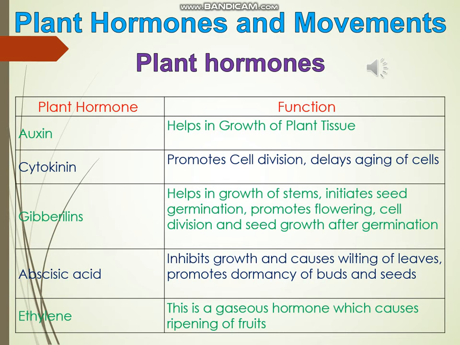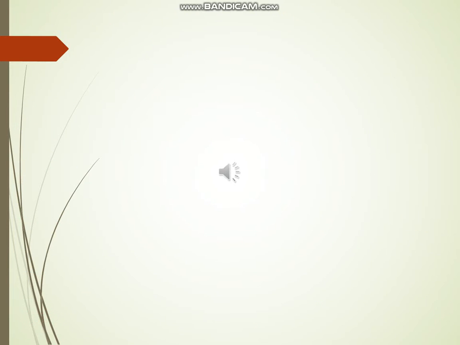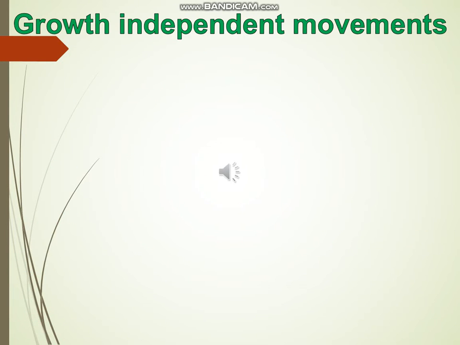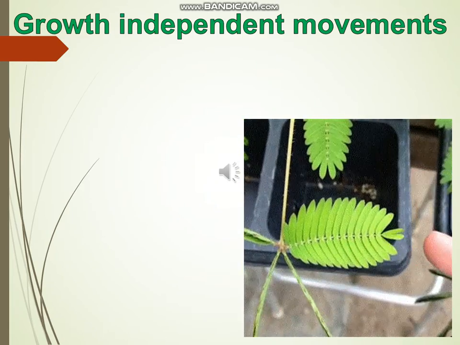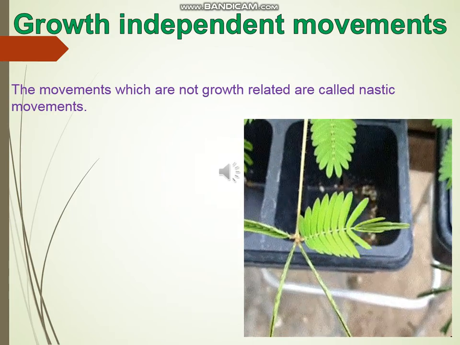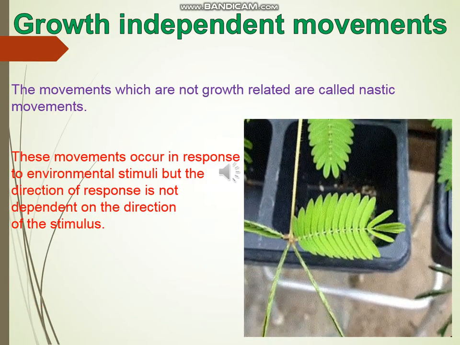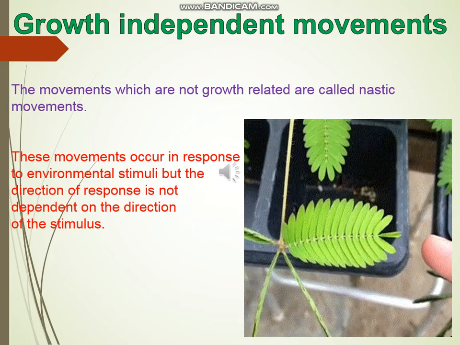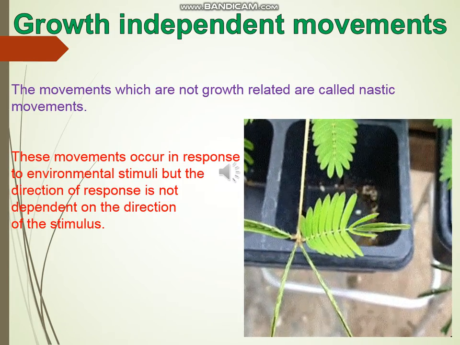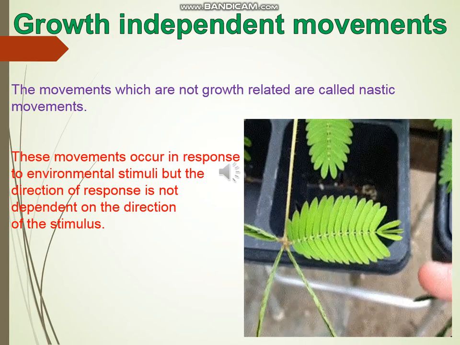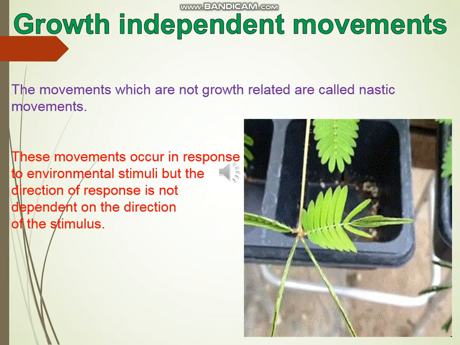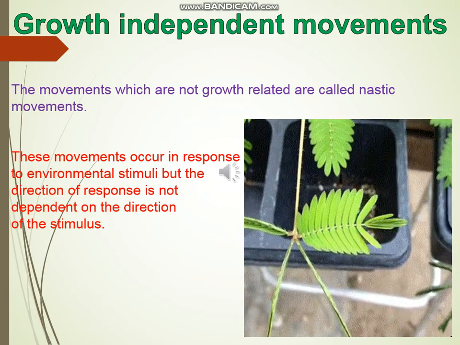And the last one is ethylene. This is a gaseous hormone which causes ripening of fruits. Growth independent movement. The movements which are not growth related are called nastic movements. These movements occur in response to environmental stimulus, but the direction of response is not dependent on the direction of the stimulus. The movement in the touch-me-not plant is thigmonastic movement, movement in response to touch.